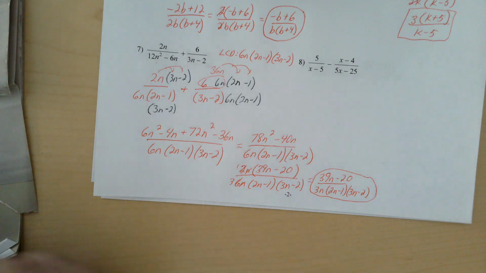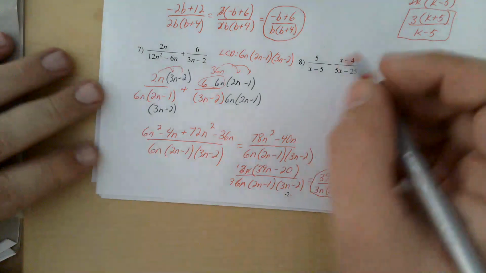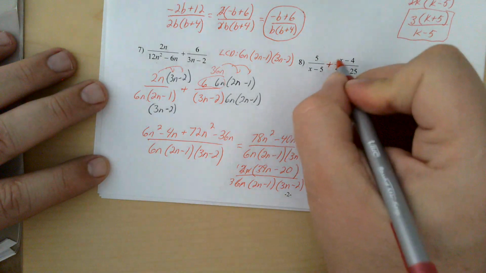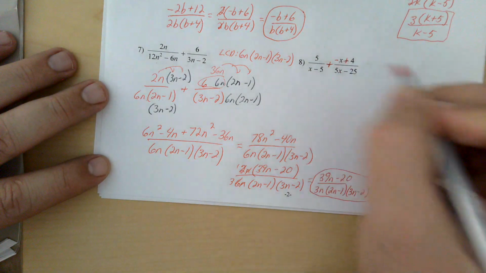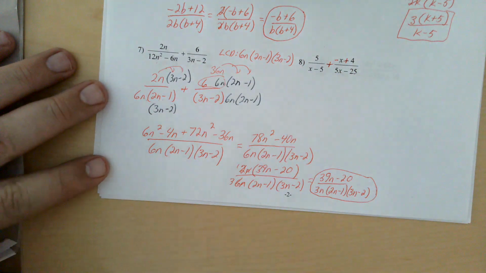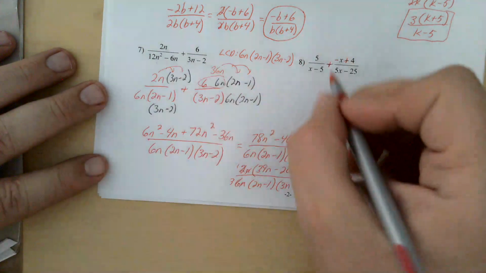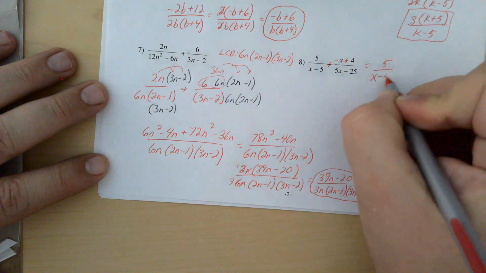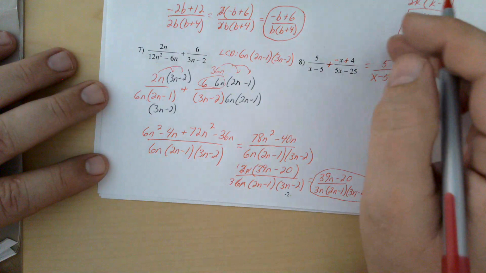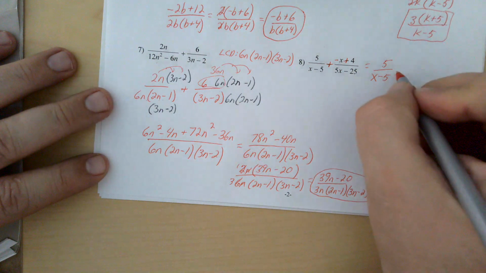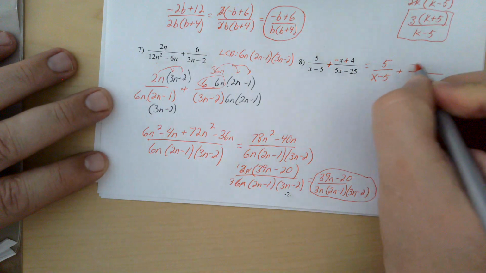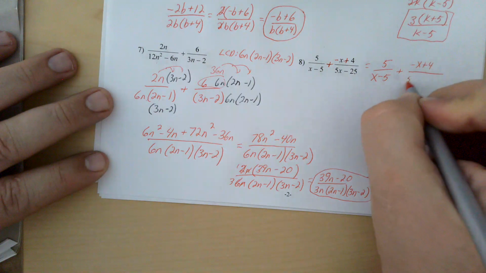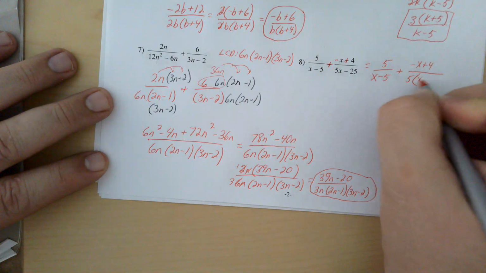Okay, so number 8, I expect you to be able to do a problem like number 8. With number 8, it's a subtraction problem. So I told you add the opposites. Really all we can do, the first fraction, I'll write it here, we can't factor. It's just 5 over x minus 5. But the denominator of the second fraction, we can factor out a 5.